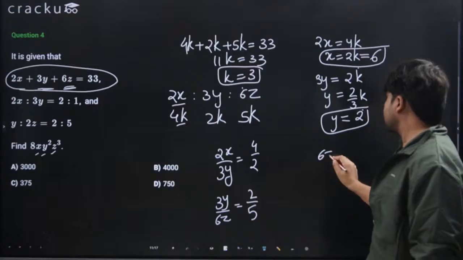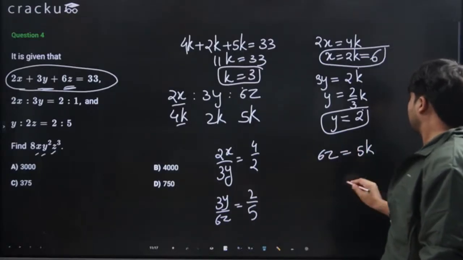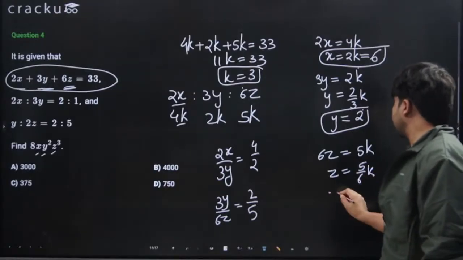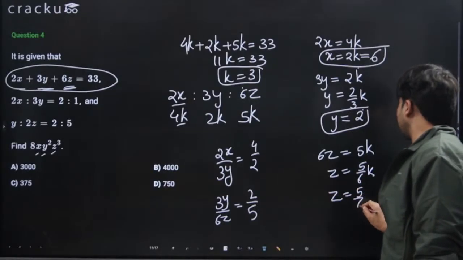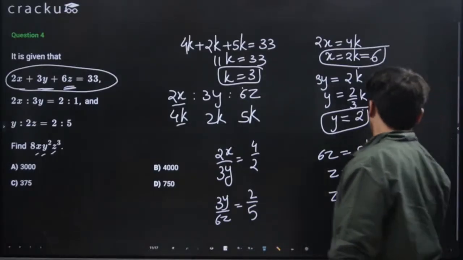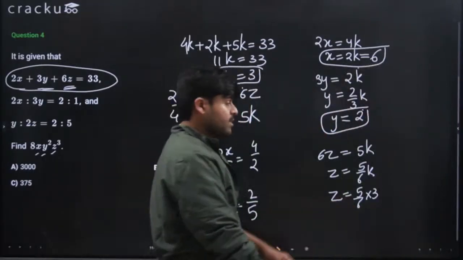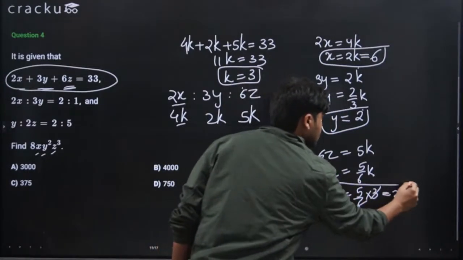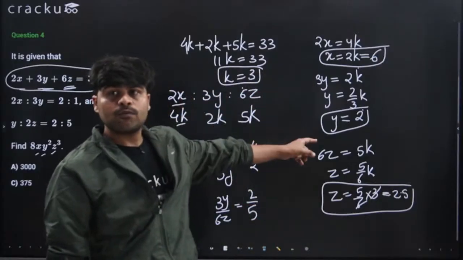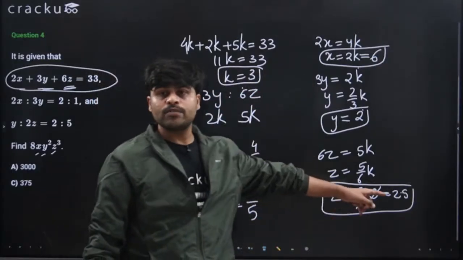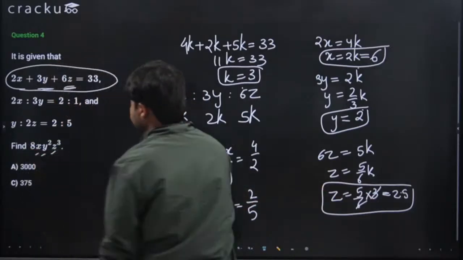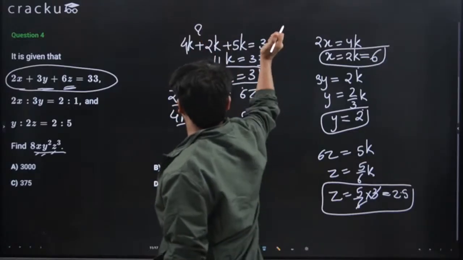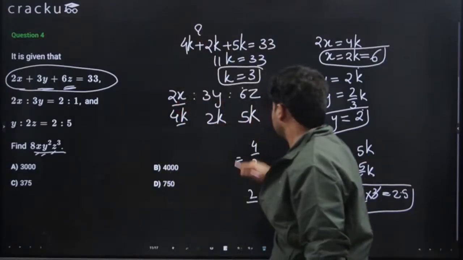Then lastly we have 6z is equal to 5k, or z is equal to 5 upon 6 k, or z is equal to 5 upon 6 times 3. What is 5 upon 6 times 3? 5 upon 6 times 3 is nothing but 2.5. So the value of x is 6, the value of y is 2, the value of z is 2.5. You just put in the values here. This will give us 8.